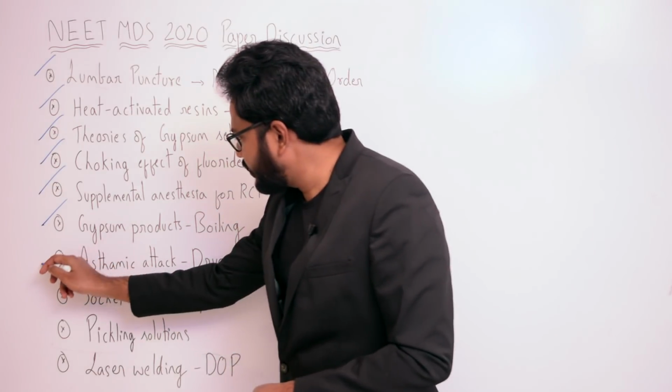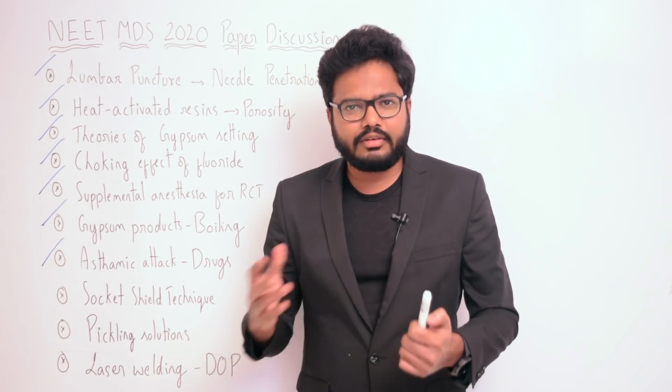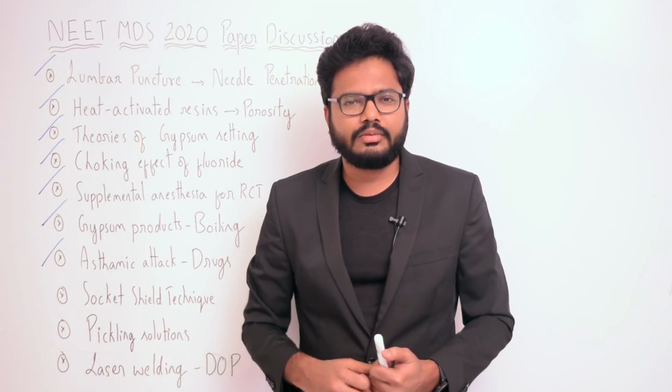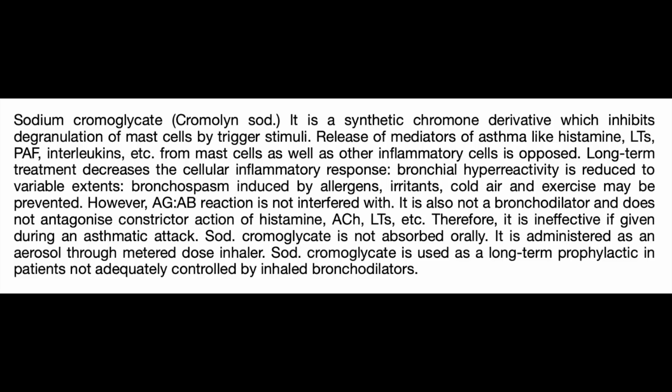Now let's move on to the next question. Asthmatic attack, what are the drugs which are advised? There are several drugs, and we have the list mentioned in Tripathi or any pharmacology textbook. Adrenergic drugs, especially beta-2 stimulants, are the primary drugs for relief of reversible airway obstruction. In specific, short-acting inhaled beta-2 agonists are used. And remember, sodium cromoglycate or cromolyn sodium is not a bronchodilator and doesn't antagonize the constrictor action of histamine, leukotrienes, etc. Therefore, it is ineffective if given during an asthmatic attack.